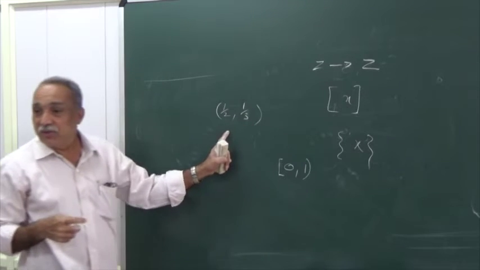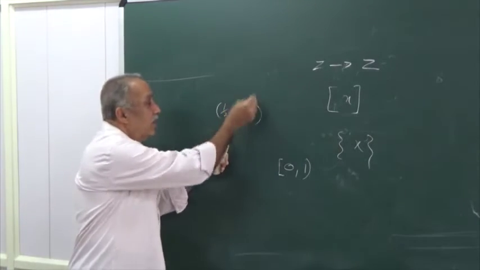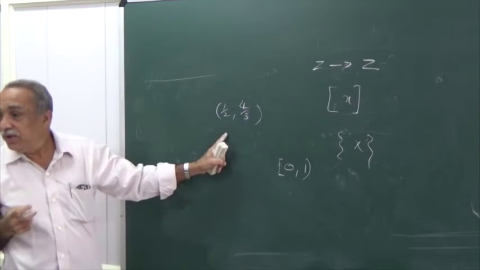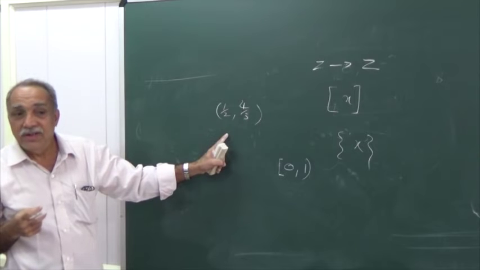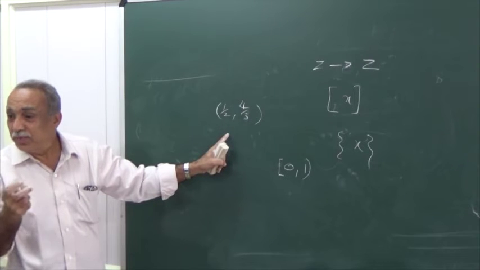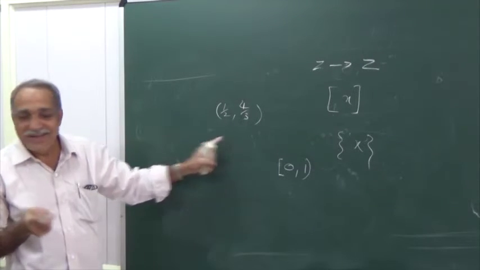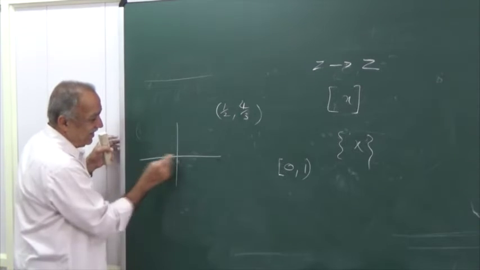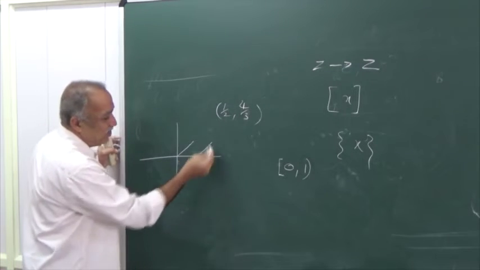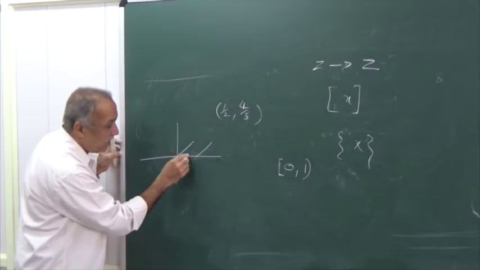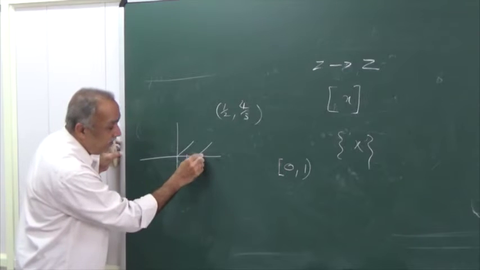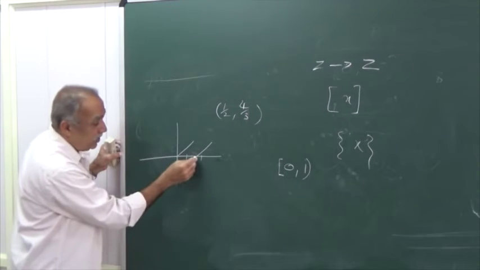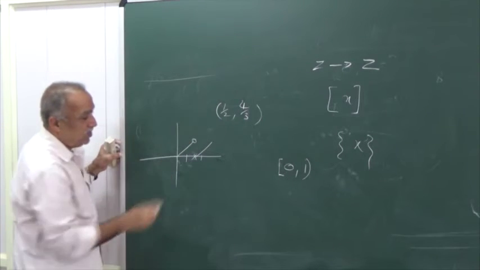Will now also be our function, 1-1, from half to 4 by 3. This is our graph. We are starting from here and ending somewhere here. Of the 2 points, this is included, this is excluded.